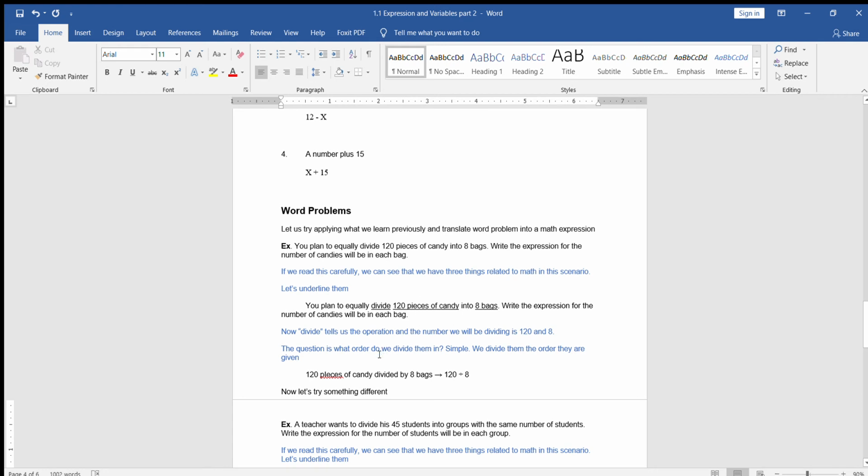Now the question is the order. How do we divide them? It's simple. Again, it's the order that is given to us. It's going to be 120 first and then 8 second. So again, you can see it right here. 120 pieces of candy divided by 8 bags is basically 120 divided by 8.